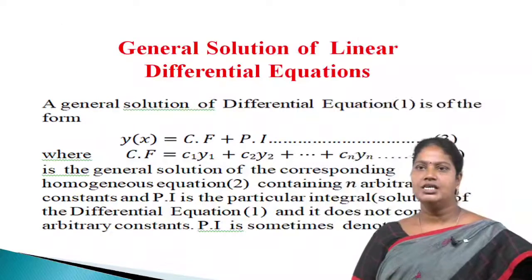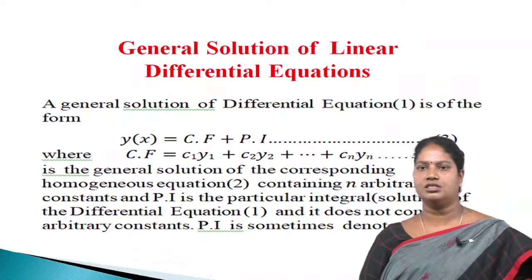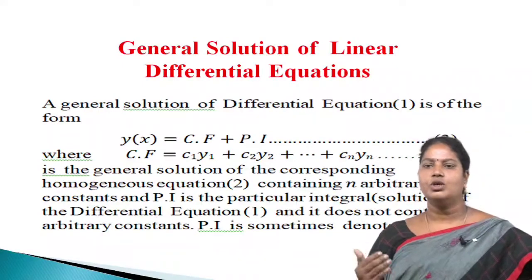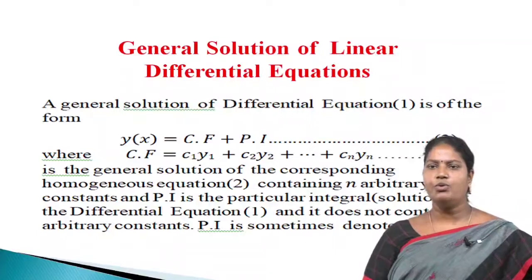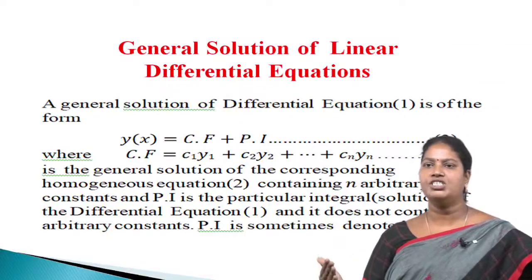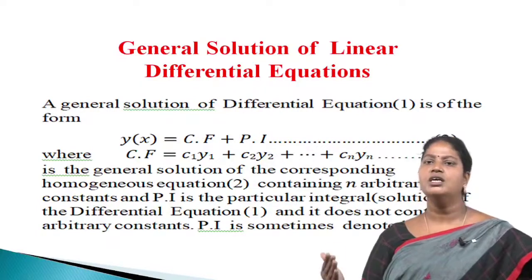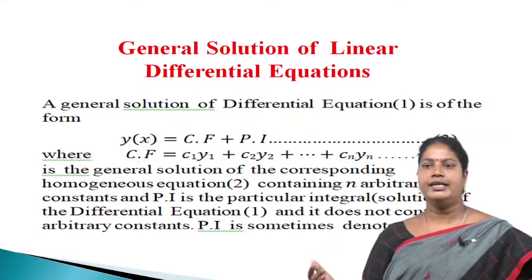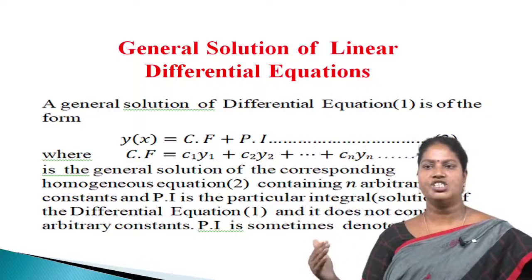Now we will see the general solution of linear differential equations of any type, homogeneous or non-homogeneous. This is of the form y(x) = CF + PI. We denote this as equation number 3. Here CF is nothing but c1y1 + c2y2 + ... + cnyn. This is the general solution of the corresponding homogeneous equation 2, and it contains n arbitrary constants. This is denoted by equation number 4.